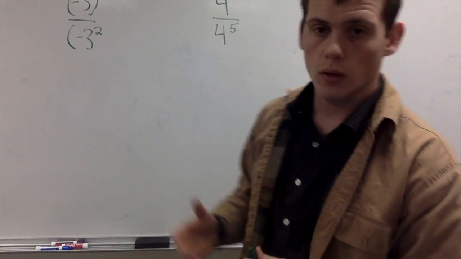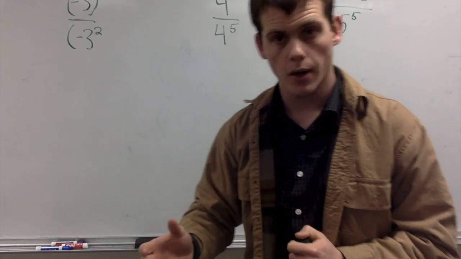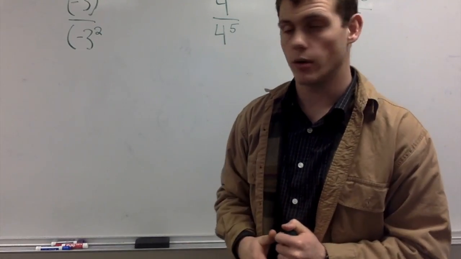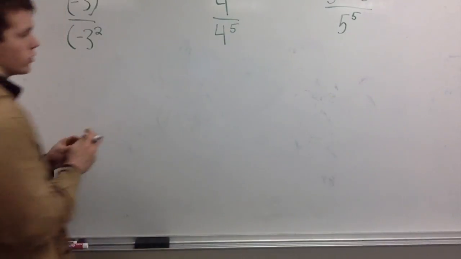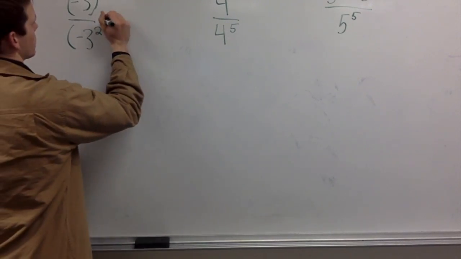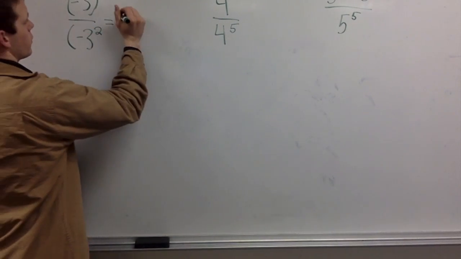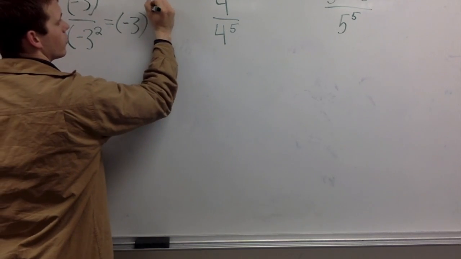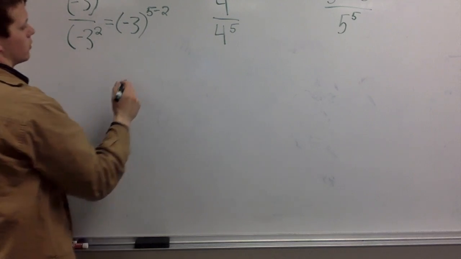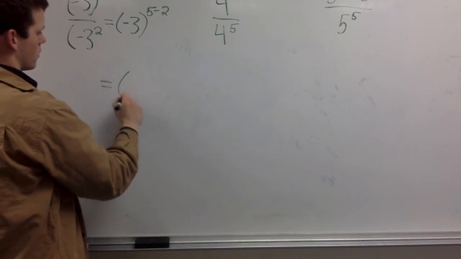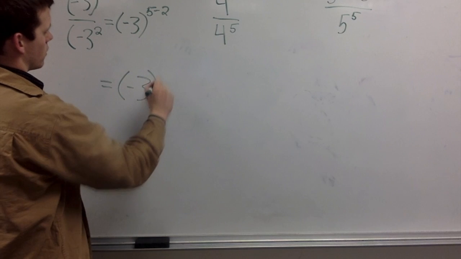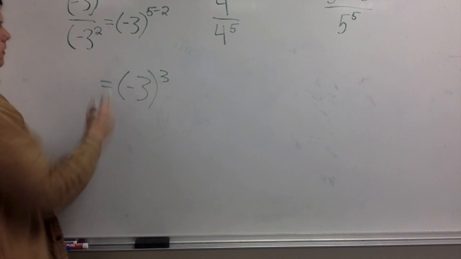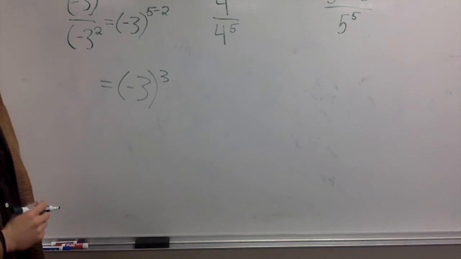Now, let's work with quotient of powers. So quotient of powers, as you probably remember, we're going to work to subtract our exponents. So our first one here is negative 3 to the 5 minus 2, which is then going to be negative 3 to the 3rd. So our answer here is negative 3 to the 3rd.